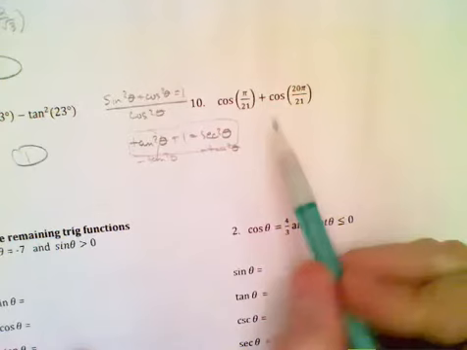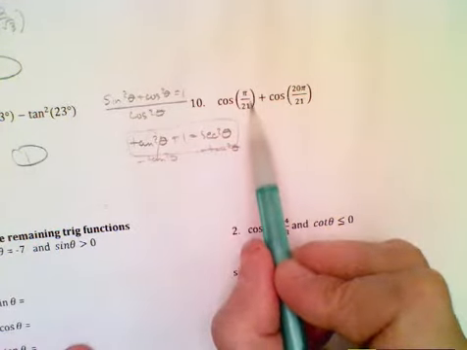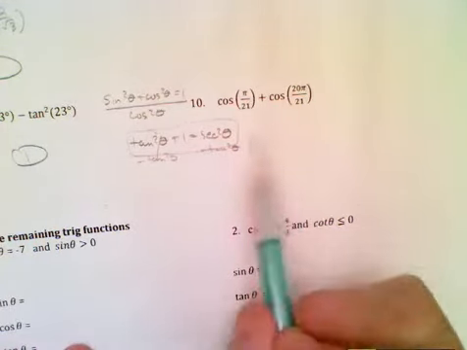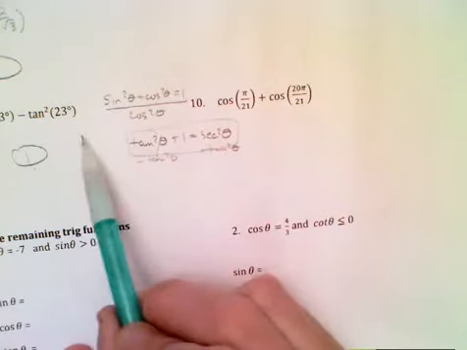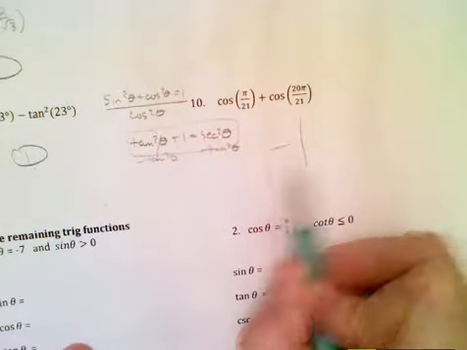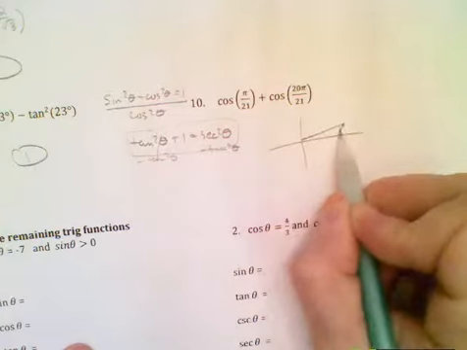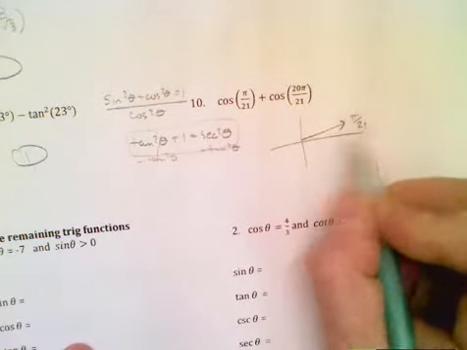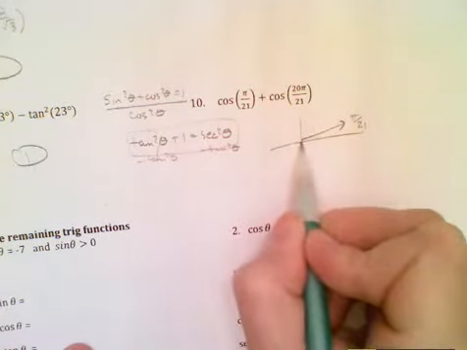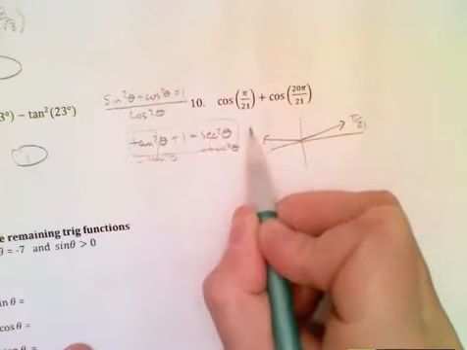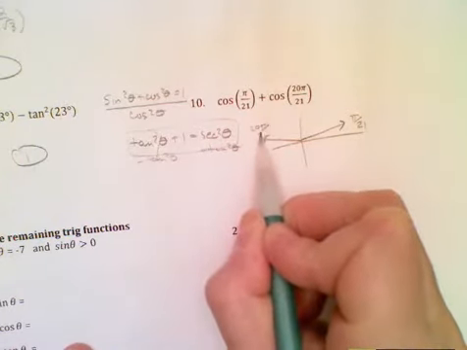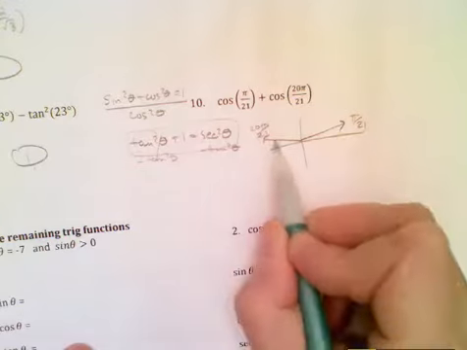Alright, and then this one. This one I see that, I don't know, pi over 21. So anytime you don't know an angle and it's not one of the Pythagorean identities, draw the picture. So pi over 21 is over here somewhere, and 20 pi over 21 is over here somewhere, but it has the same reference angle. They both have a reference angle of pi over 21.